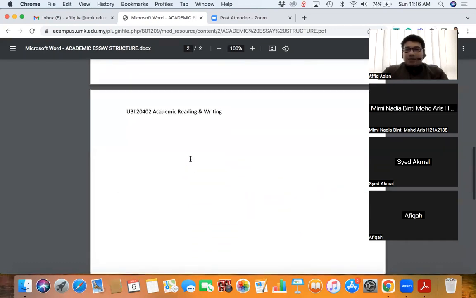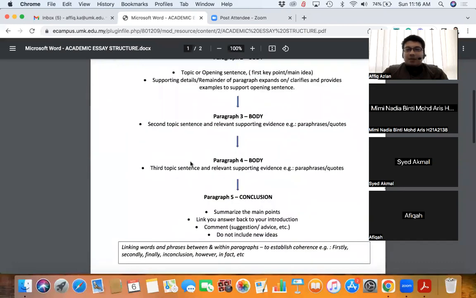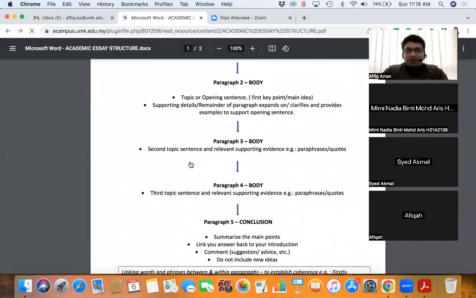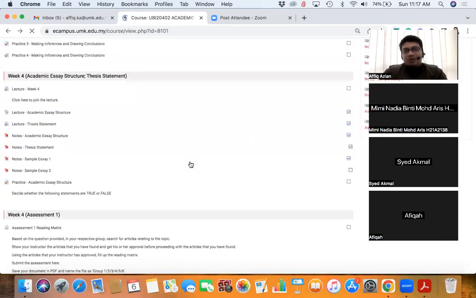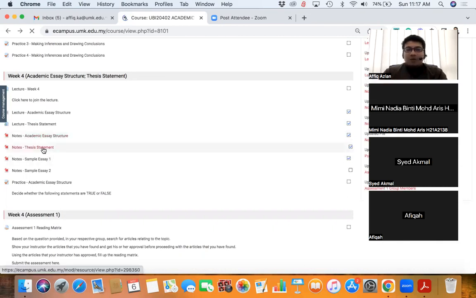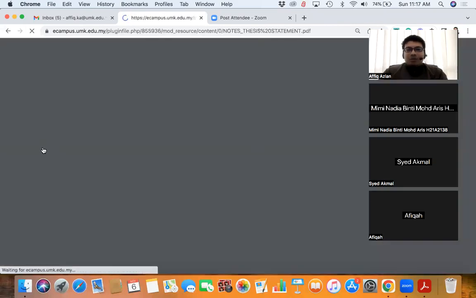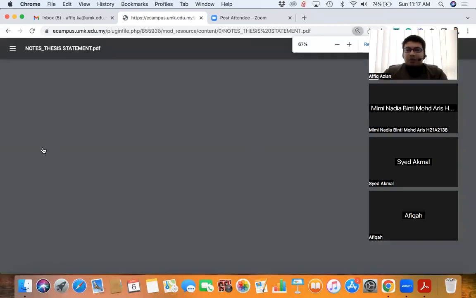So that is basically the structure of an academic essay. Next, we will take a look at the thesis statement. So the focus of today is the structure as well as the thesis statement, which is in the introduction paragraph of the academic essay. Later on, we will take a look at a sample of an essay so that we can understand better.